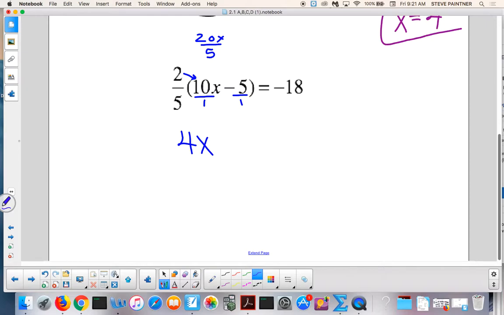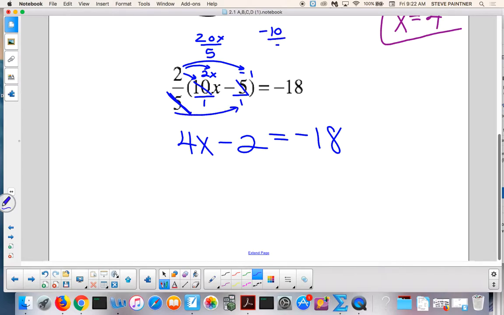This is the way I typically do it. I go like this. 5 goes into 10 how many times? 2. So what I really have is this. What's 2 times 2x? 4x. Okay, I go like this. 5 goes into 5 once. That's a negative 1, by the way. What's 2 times negative 1? Okay, so that's the way I do it, but you don't have to if you don't want to. You could do this. 2 times negative 5 is negative 10, divided by what? 5 times 1? 5. What's this? Negative 2. It works.